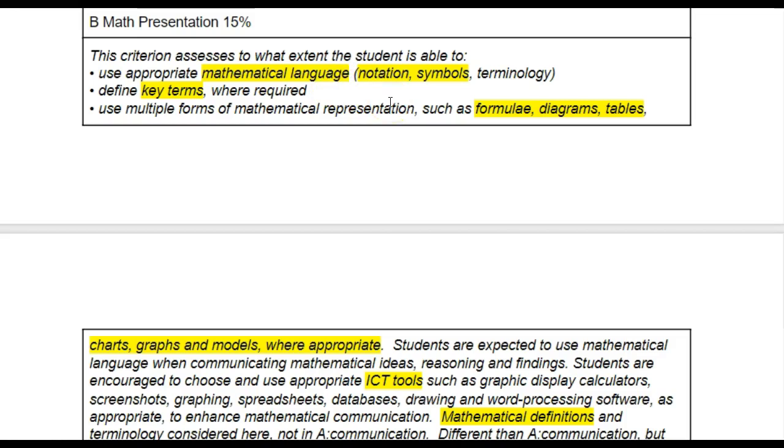The reason why is because how do we know as examiners whether you understand the math if you don't explain the math, right?